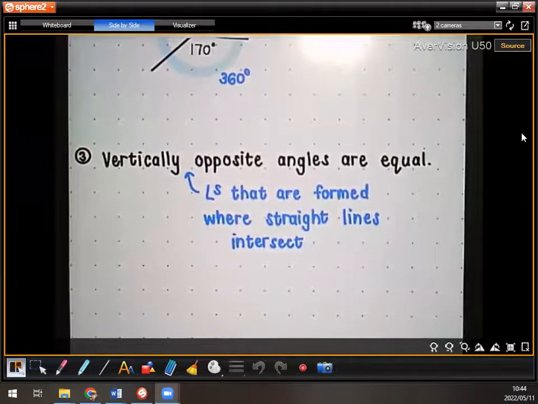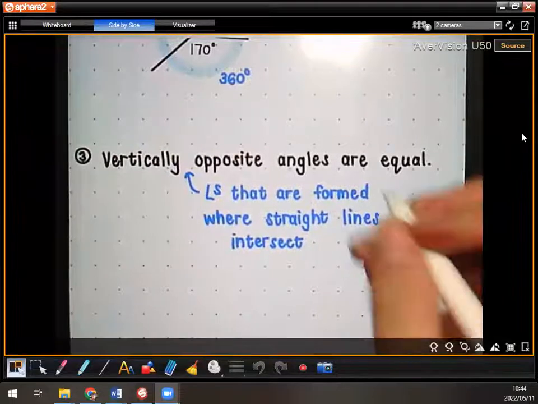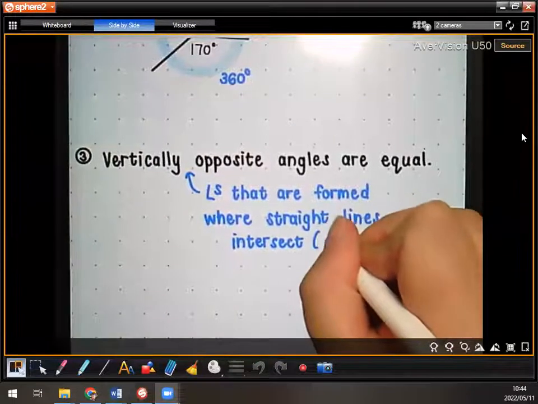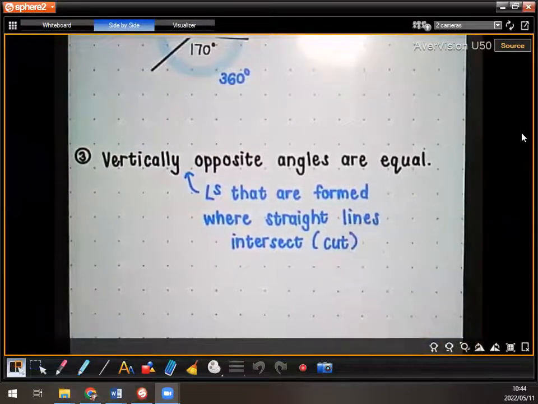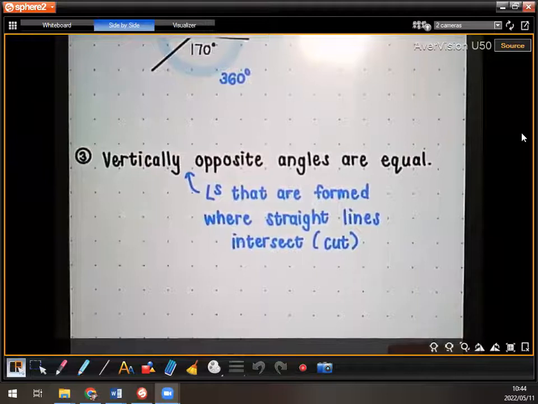Right, intersect means when they cut. The two lines are intersecting, they are cutting through each other. So you can put that in brackets. The correct mathematical term is intersect, but it basically means cut. All right, so I'm just going to draw a picture so that you can see how this would look.